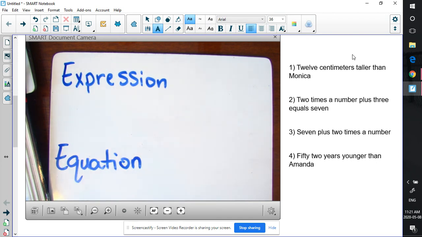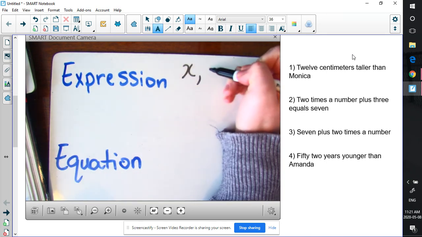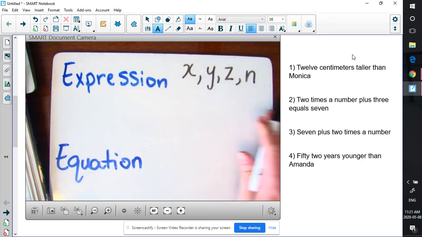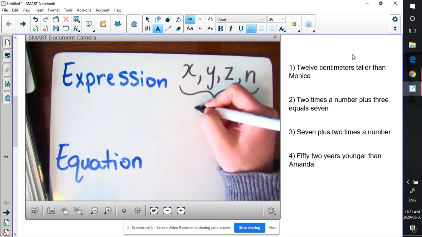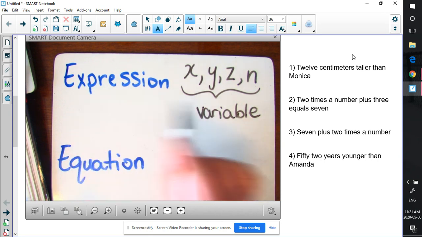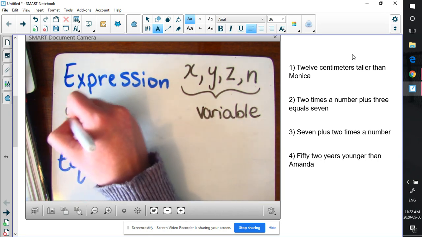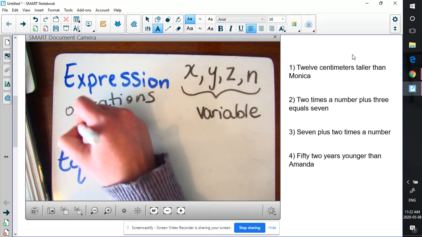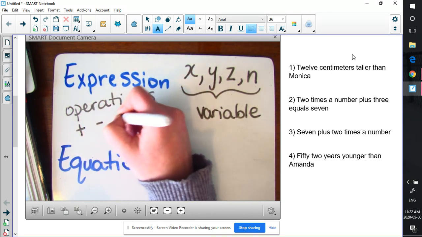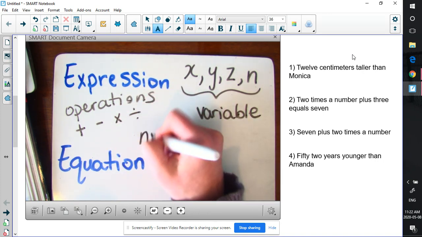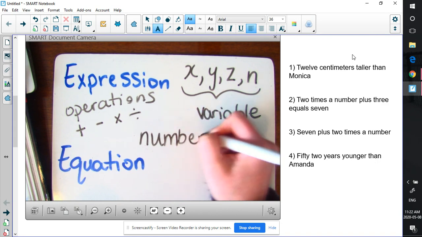Now, remember from last week, variables are letters. So X, Y, Z, and absolutely any letter in the alphabet can be used as a variable. So expressions always have variables. They also always have operations. Now, operations are adding, subtracting, multiplying, and dividing. And finally, they always have numbers.